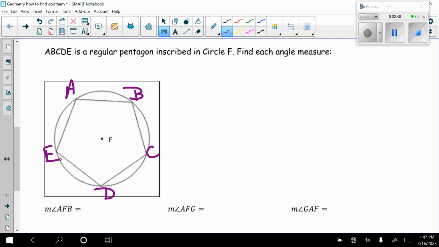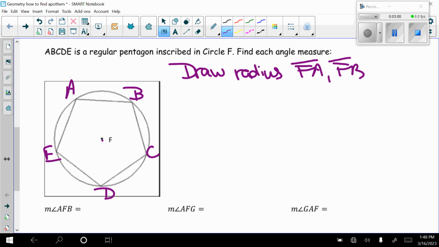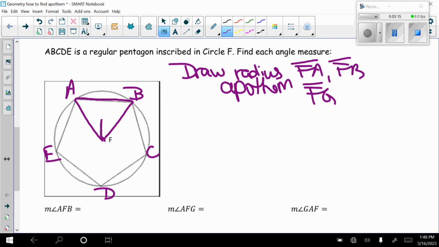Let's go ahead and draw radius FA and FB. There's my radius. And then we're going to need to draw apothem FG. So if that is my isosceles triangle, the height of that, we're going to label that G.